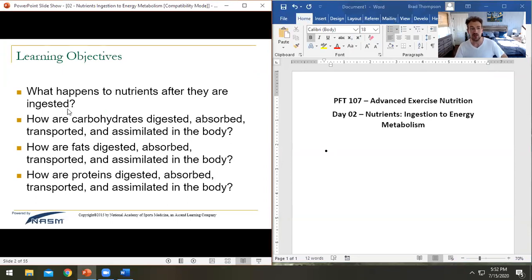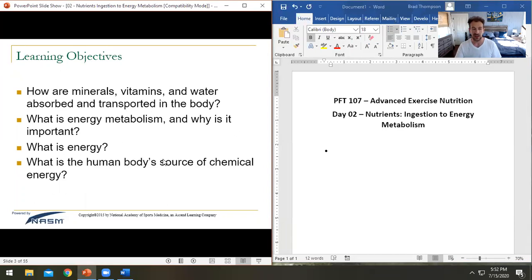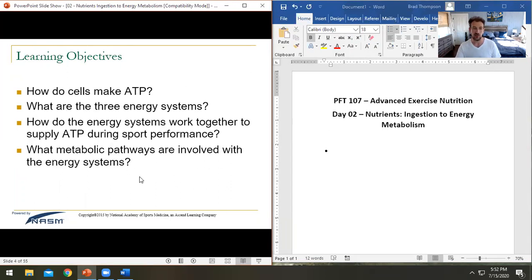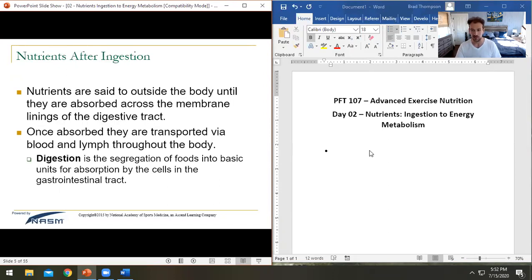So today we want to talk about what happens to nutrients after they're ingested, how they are absorbed, how carbohydrates are absorbed, how fats are absorbed, and how proteins are absorbed. We also want to understand how vitamins, minerals, and water are absorbed and then metabolized by the body. What is metabolism? What's energy? And how do we produce ATP through our various metabolic pathways?